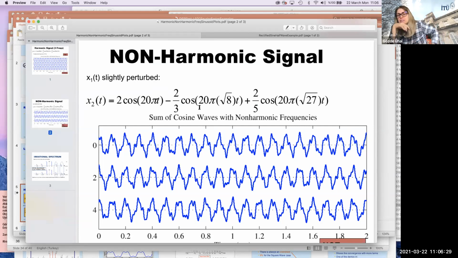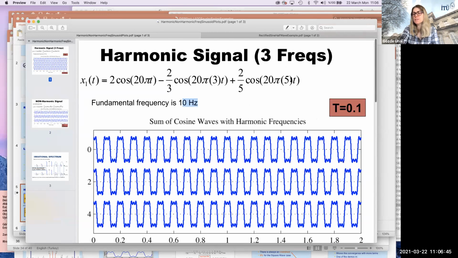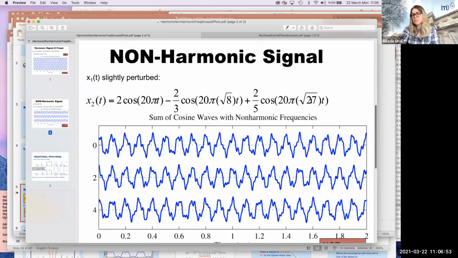Now I have another signal, but you see, guys, try to find a period. You can't. This is a sum of cosine waves with non-harmonic frequencies. You can't say here, is there a fundamental period? No, right? This was also changed a little bit. I thought this was kept the same. This was 5 here, so square root 25. Now it's made square root 27.